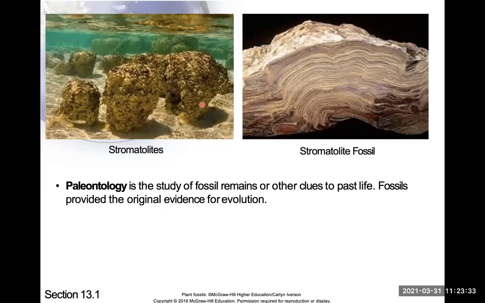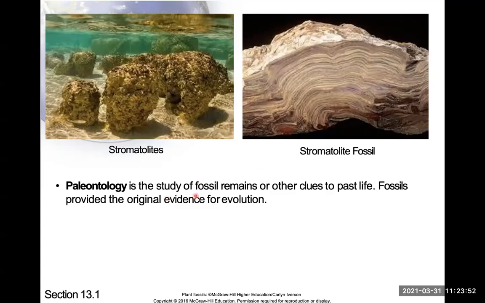So this supports Darwin's theory of evolution, that first we had simple cells, and then it got maybe more complex. So this is the simple organism, and then it got more complex maybe over time.